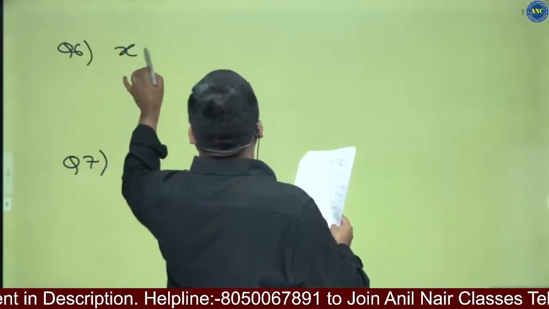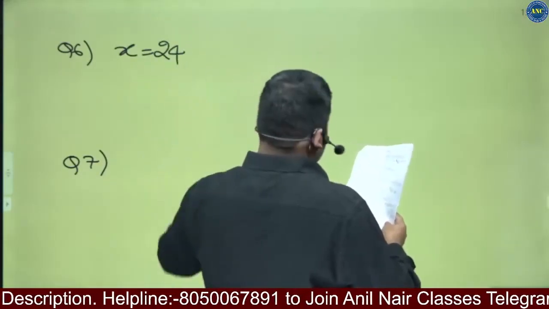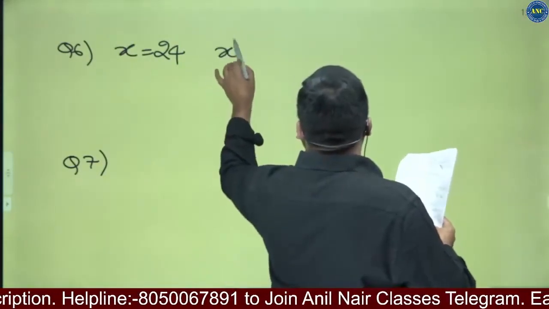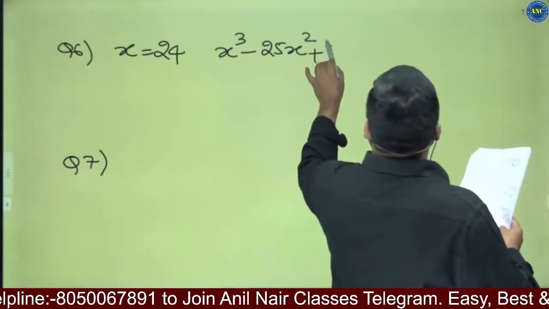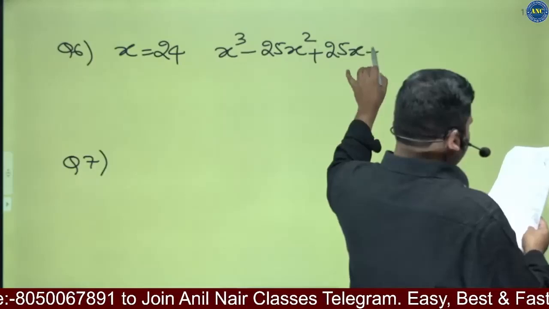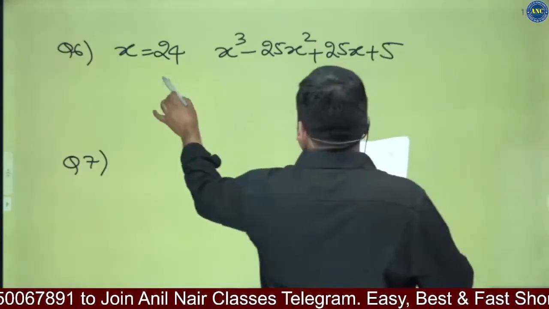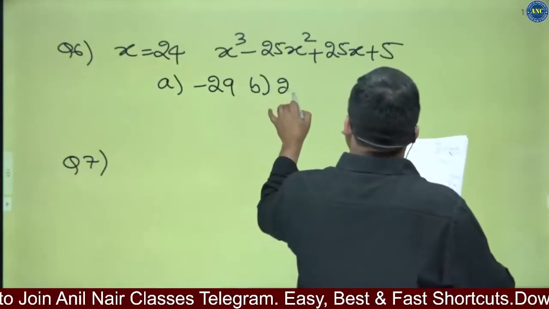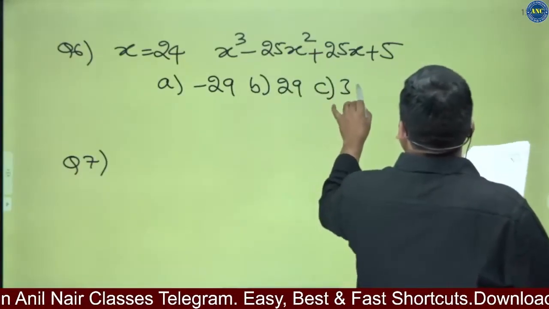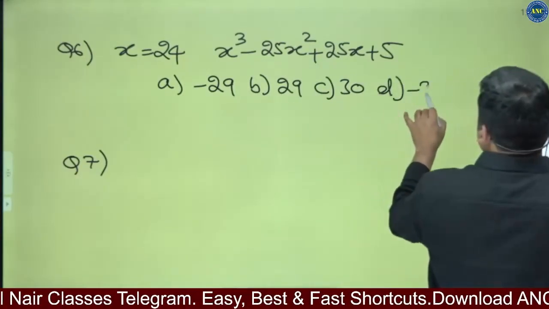Please solve it. Drop your pens. X is 24. X cube minus 25x square plus 25x plus 5. Start using the divisibility rule, sir. It will give you answers very, very fast. The options are 29, 30 and minus 30.